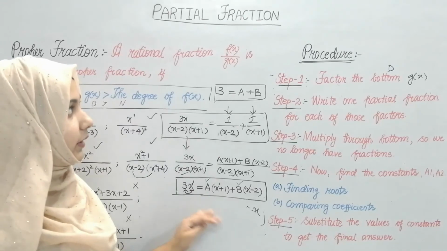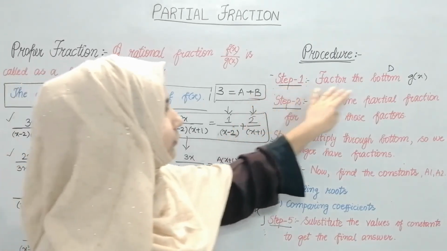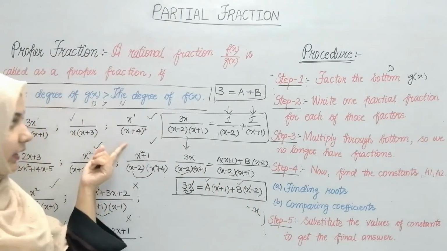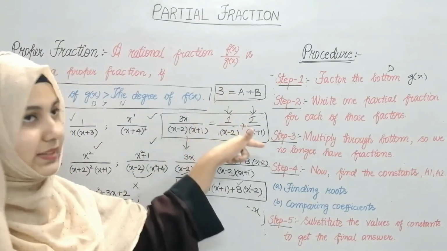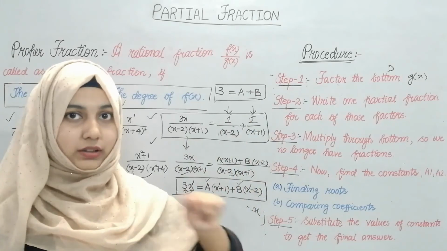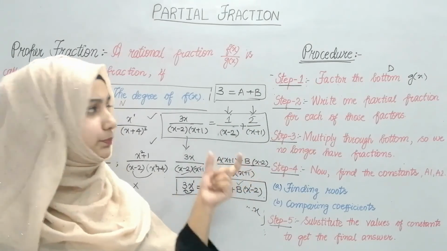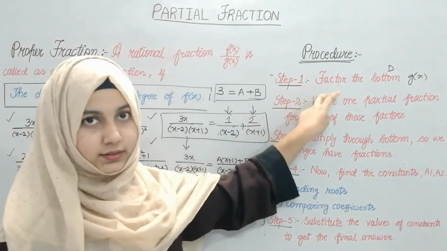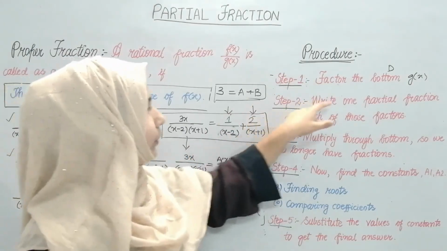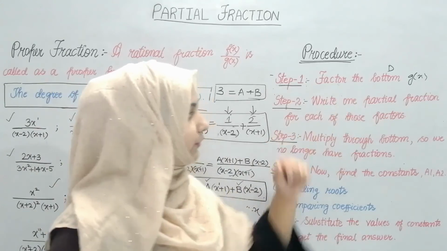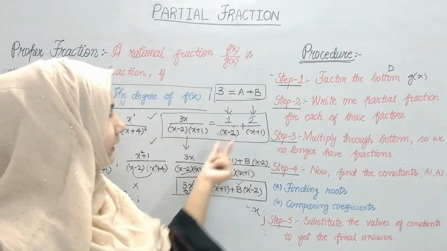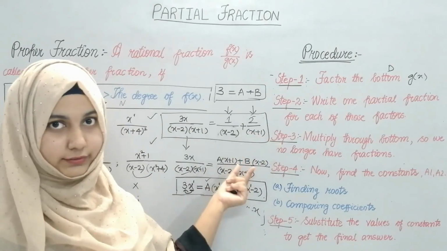Okay, I think I'm clear with this. I'll repeat it again. First step is to factorize the denominator. If the factors are directly given, we don't need to factorize. We can jump to the second step. But if the factors are not given, if I'm given a polynomial, then I'm going to factorize this. Step 1 done. Step 2, write one partial fraction for each factor. After getting the factors, we are going to write separately the partial fractions for each of them.